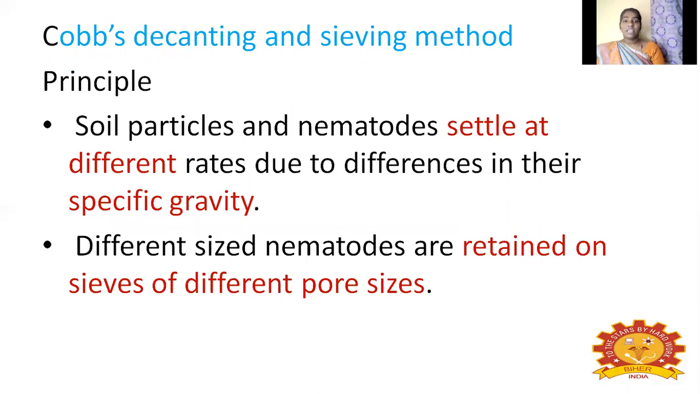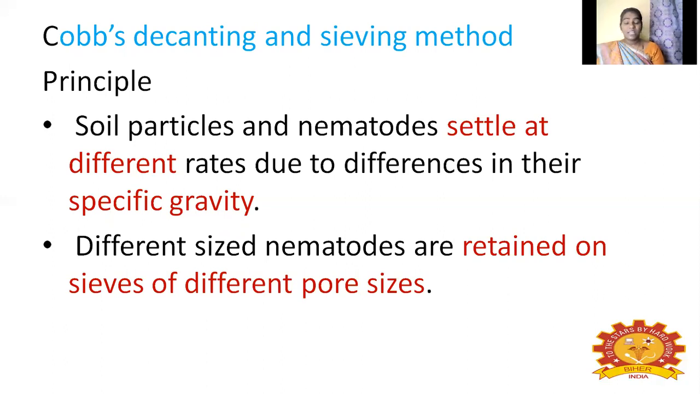First one, the Cobb's decanting and sieving method. What is the principle? Soil particles and nematodes settle at a different rate due to the difference in their specific gravity. Based on the specific gravity, we identify the different layers and collect the nematodes settled in the different layers.